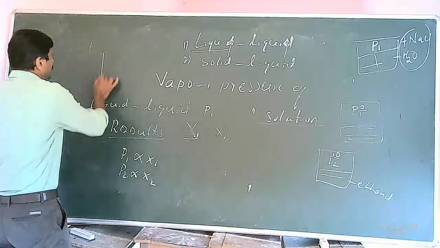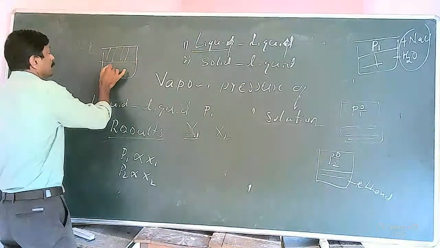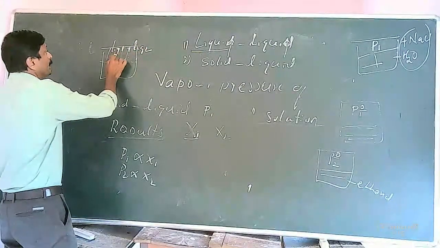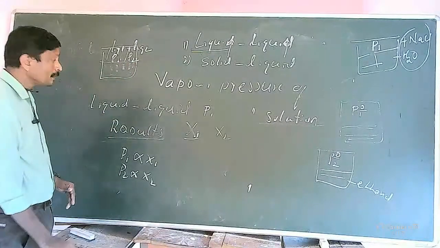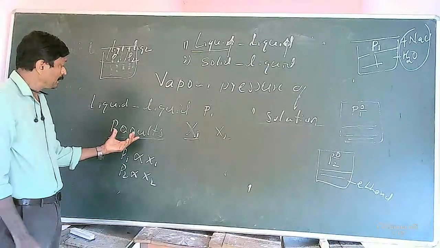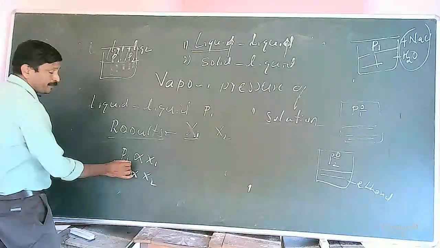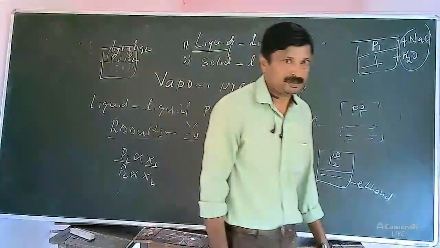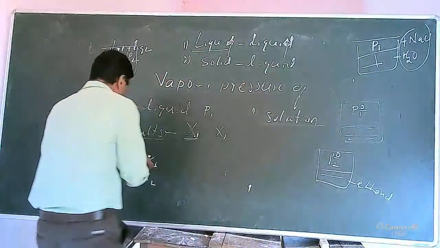Both are volatile. The vapor contains both liquid 1 plus liquid 2. Then its vapor pressures are called P1 and P2. This is a liquid mixture. And what does Raoult's law say? Raoult's law says the partial pressure of each component is directly proportional to its mole fraction. For the second component also we can write the same.